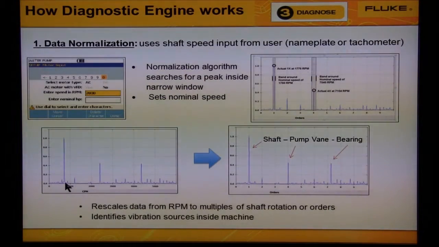In the graph on the bottom left, we see a peak at 600 RPM, a peak at 2400 RPM, and a peak at 4500 RPM. The diagnostic engine is told that the machine speed is 600 RPM and identifies the peak at 600 as the vibration from the rotating shaft, as you see on the graph on the right. It then takes information that there are 4 impeller vanes, sees a peak at 2400 in the data, which is 4 times 600 RPM, and identifies this as the 4 impeller vanes.